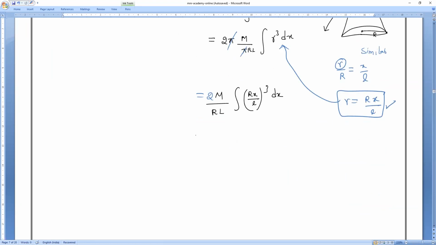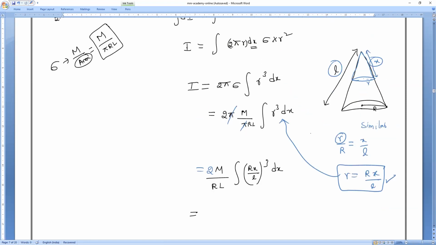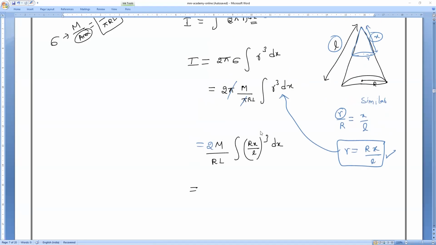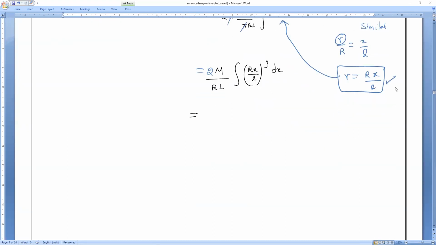So by using similarity, why am I replacing the r? Do you understand it? Is it possible to do the integration of r with the dx? No, only x terms can be integrated with the dx, y terms with dy, r terms with dr. R can be integrated with the dr, not with the dx. That is why, by using the similarity property, I am finding the r.